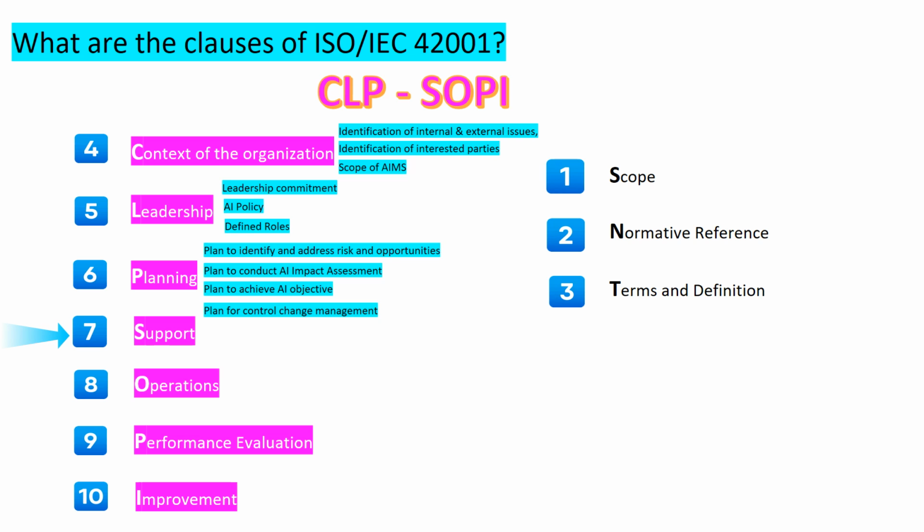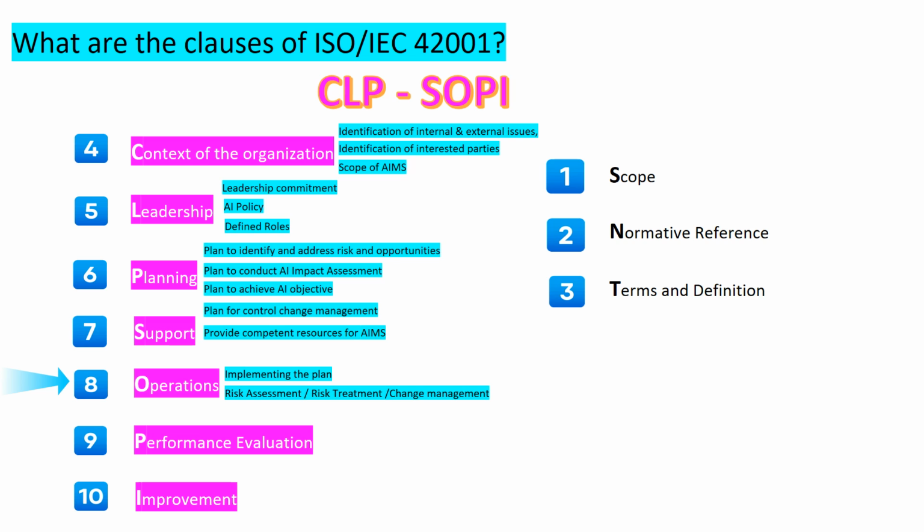Now let us move to support. Support ensures that the organization has the resources, knowledge and awareness necessary to operate the AIMS effectively. Next is operations. It focuses on the execution of the plan and the processes needed to achieve the AIMS objectives. It includes managing and implementing risk treatment plans, ensuring operational controls are in place, and regularly reviewing and updating processes to respond to changing risk.